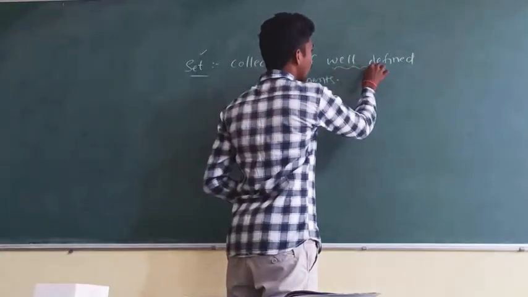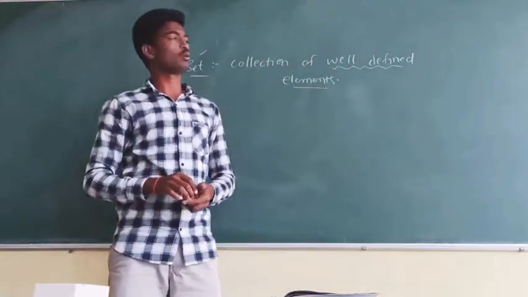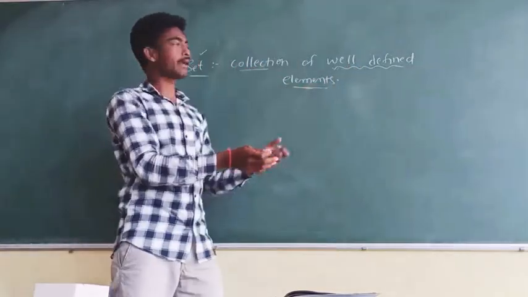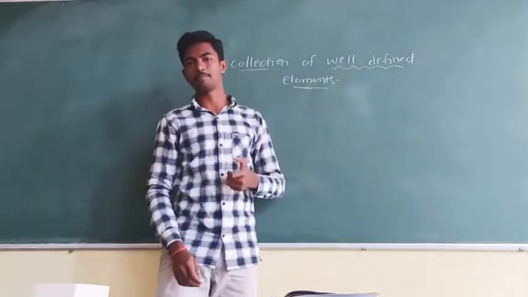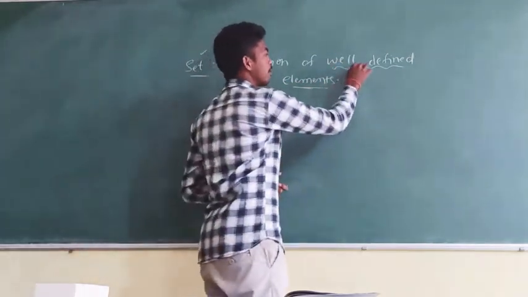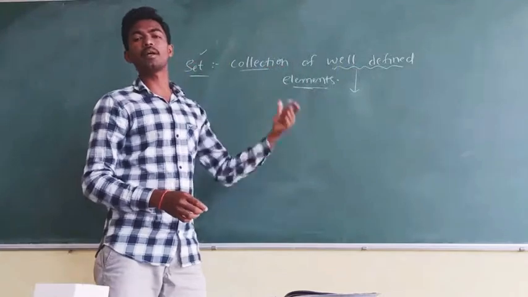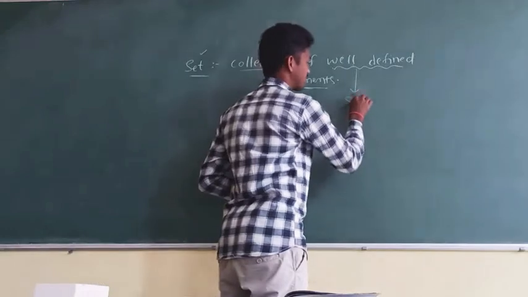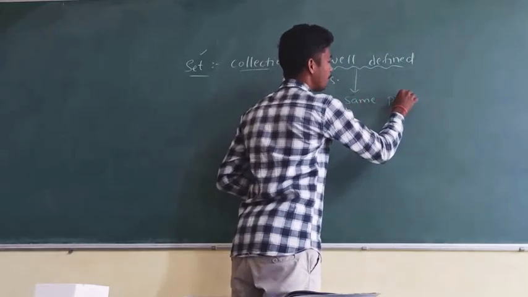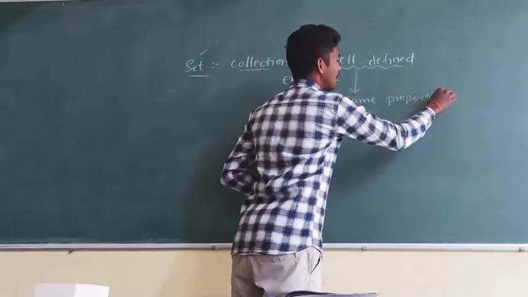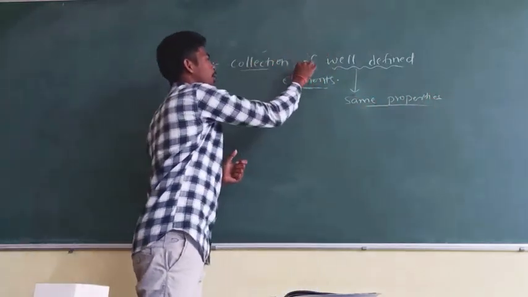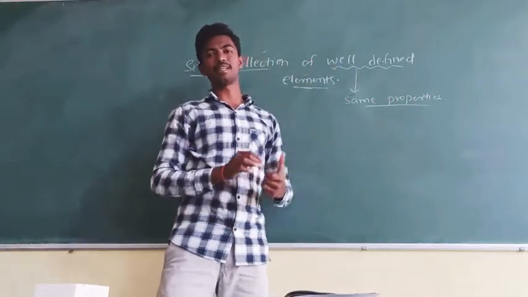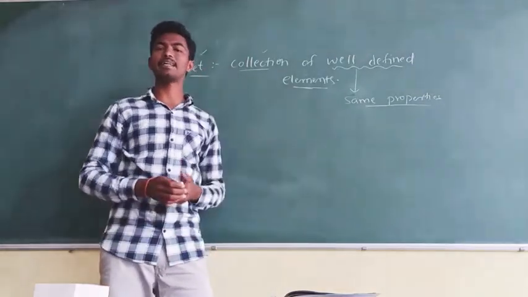Here, the word we have to look at is well-defined. What is meant by well-defined? It's okay, a collection of elements is okay, but then what does it mean by well-defined? Here, well-defined comes with the property that the set or collection of elements has the same properties. That means the collection of elements or group of elements which we take into account should have the same properties. Then we call this a set.